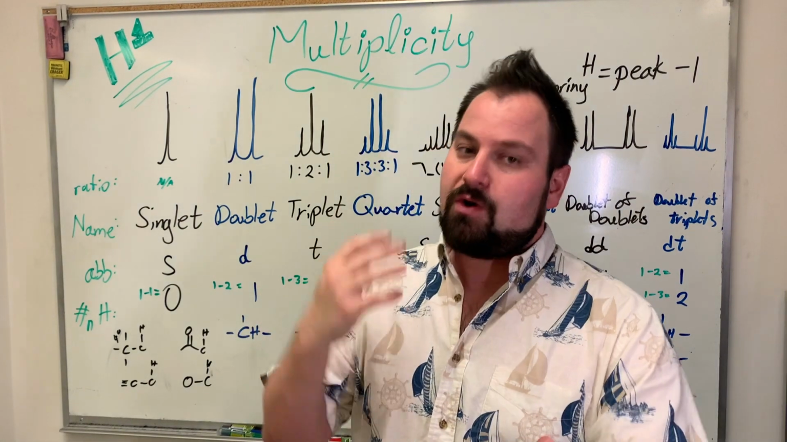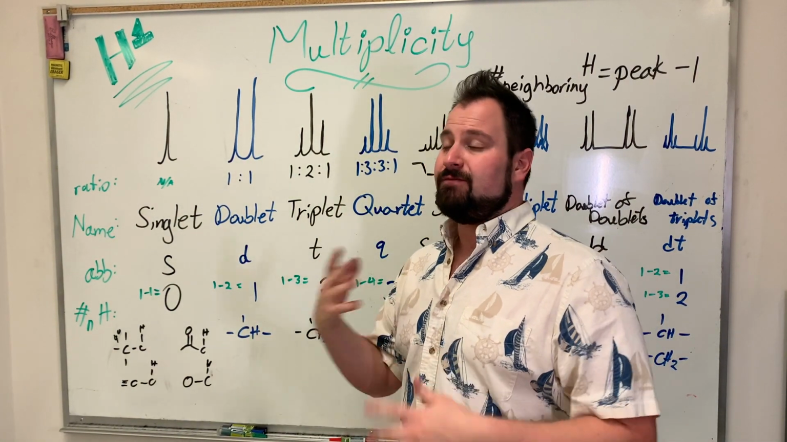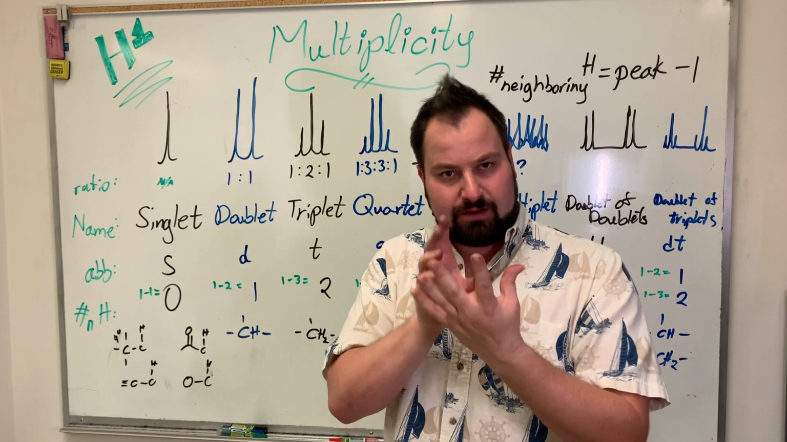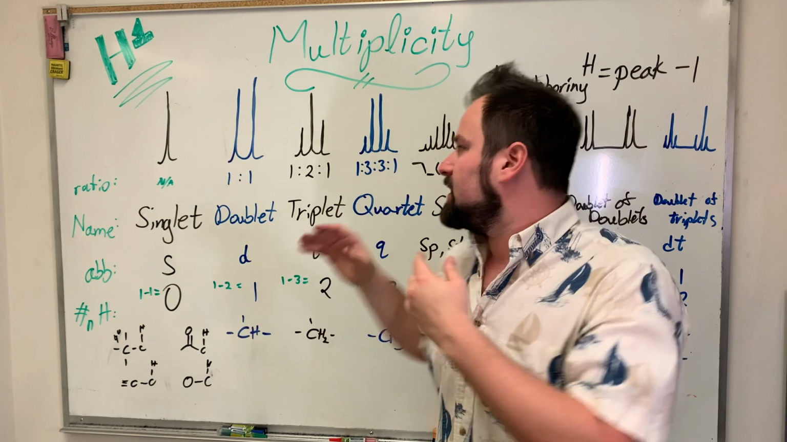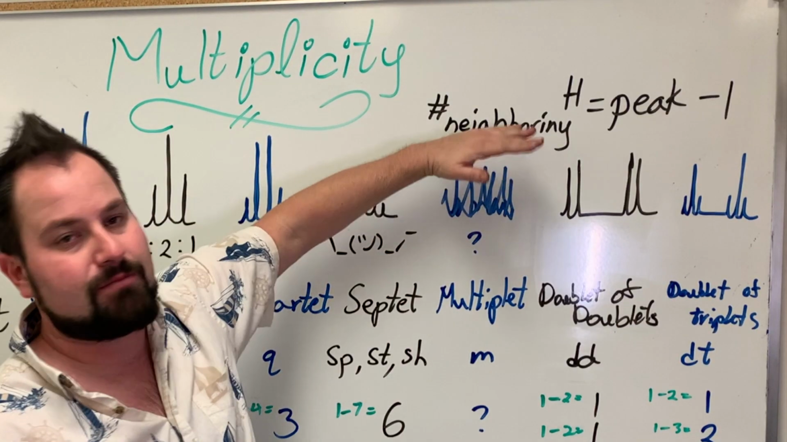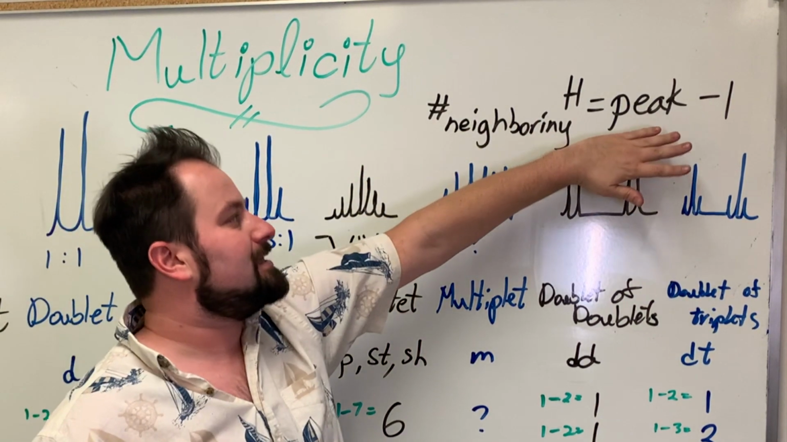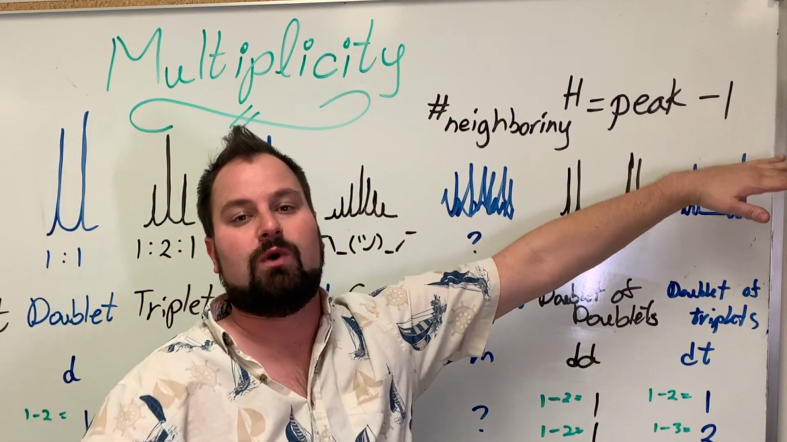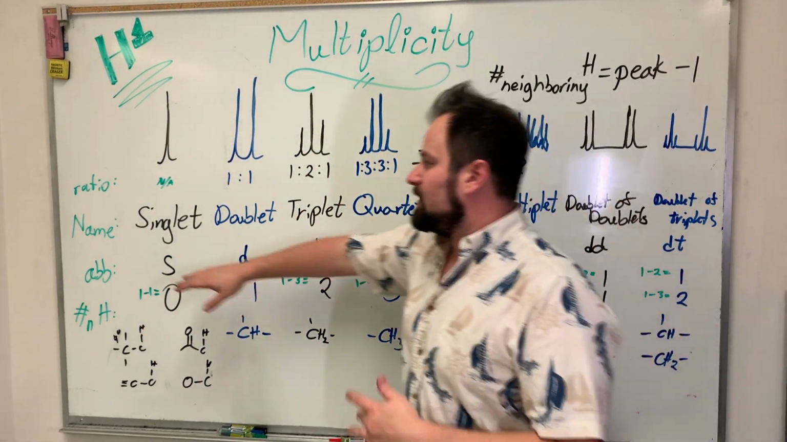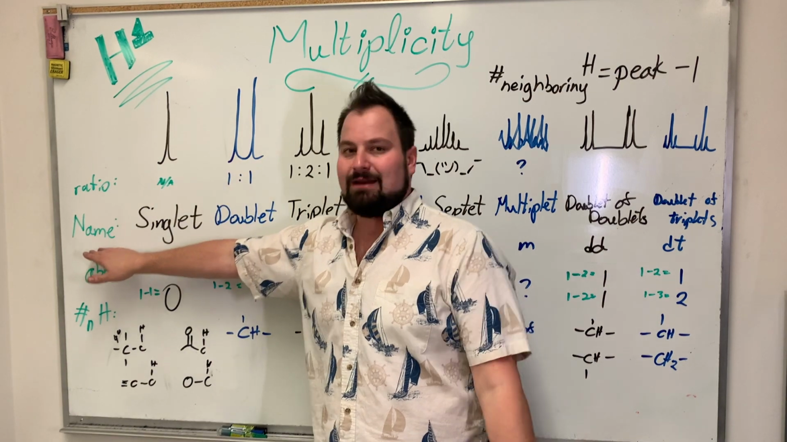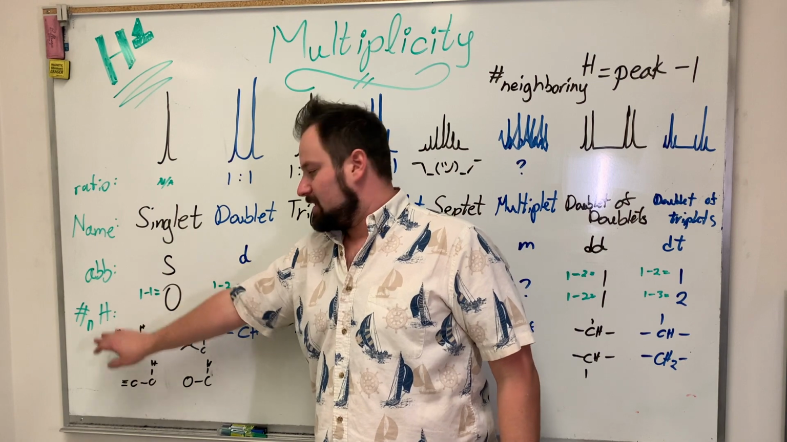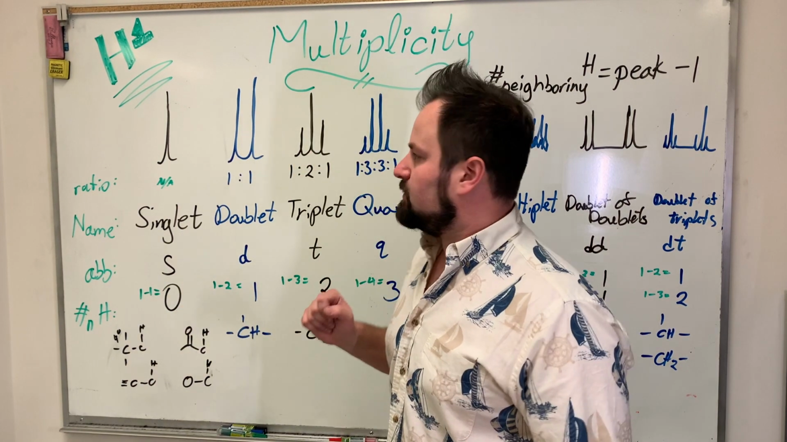Next up, and one of the most useful, is multiplicity. For this, what we're actually looking at is not the hydrogens that are on that peak, on the specific carbon, but we're looking at the neighboring hydrogens. In general, the formula goes that the number of hydrogens on the neighboring peak is equal to the number of peaks minus 1. So, this is our spread of the few different kinds. We have here the ratio of the heights. We'll talk about that in a moment. The name, the abbreviation, how many hydrogens are on the neighbor, and then some common versions of that.